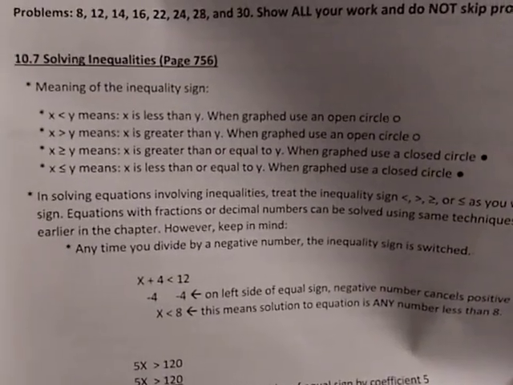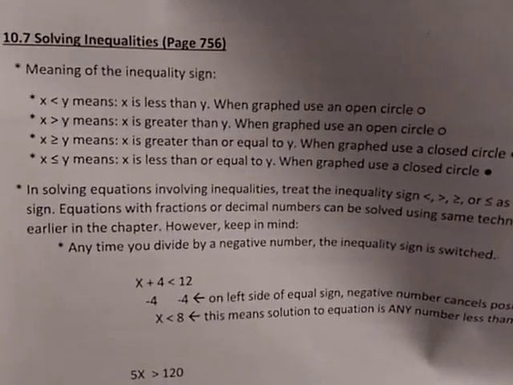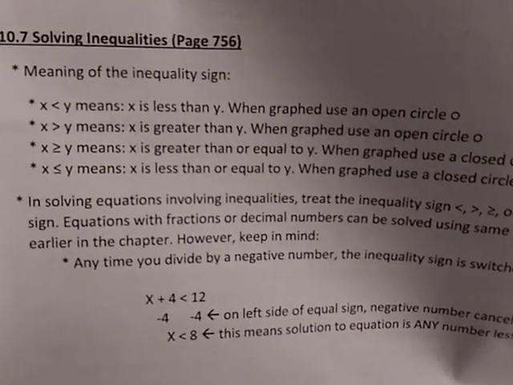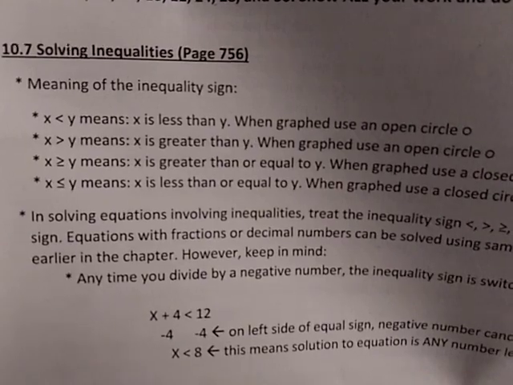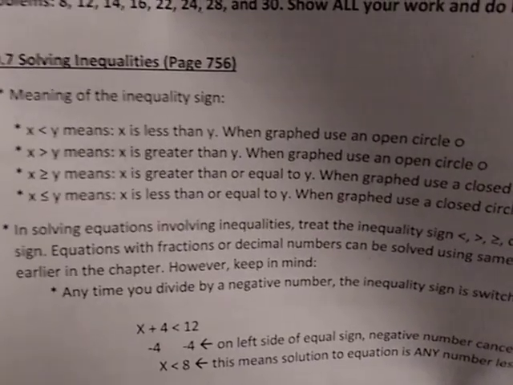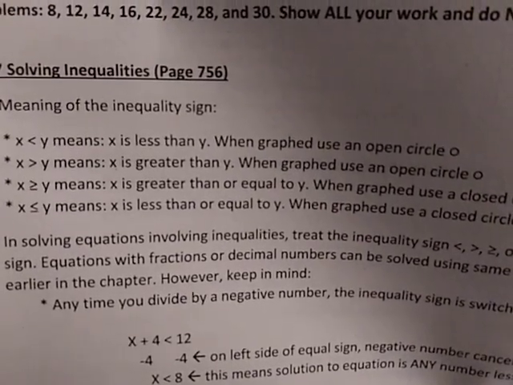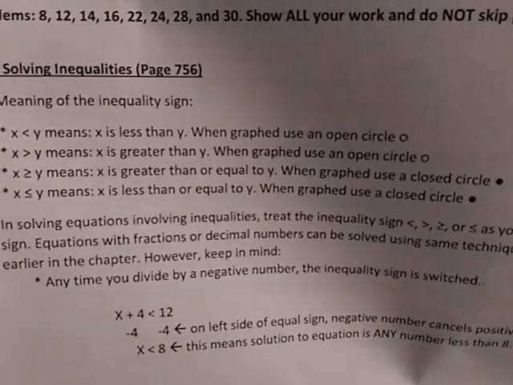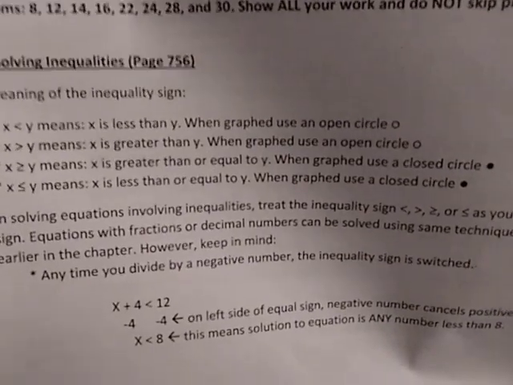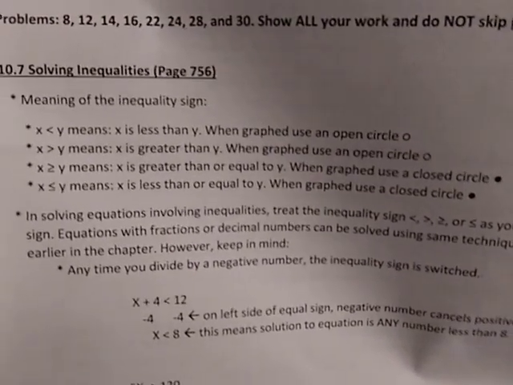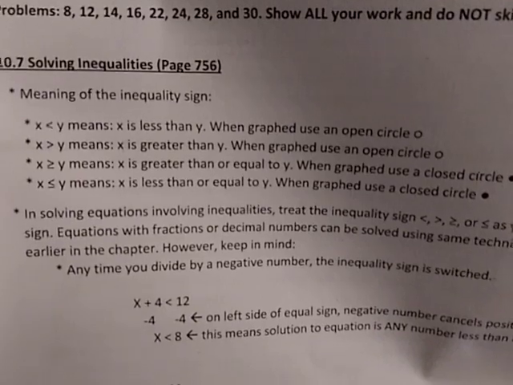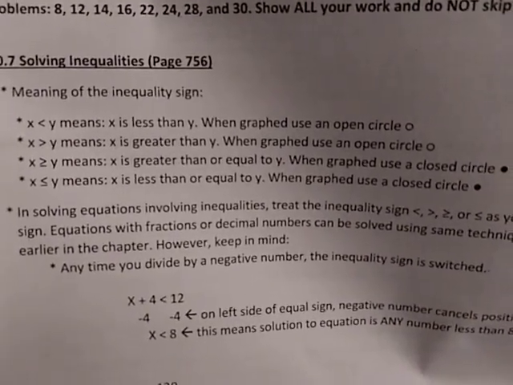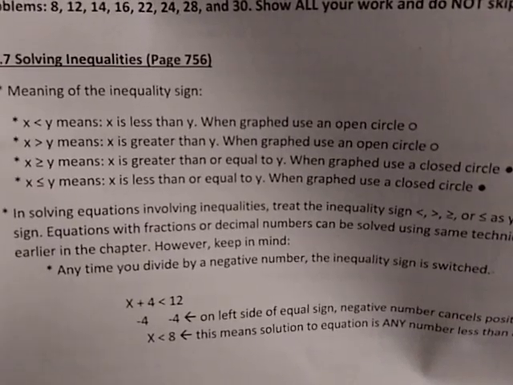So with inequalities now, if you guys look at the first bullet point here, we're going to be using the meanings of the inequality sign. If we have x is less than y, it means that x is less than y, and when it's graphed, you would use an open circle. Just listen to my madness for the meantime when I say open or closed circle. I believe in the second or third week of class, we're going to go into more detail as to what an open or a closed circle means.